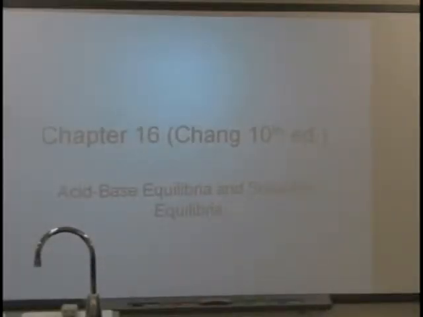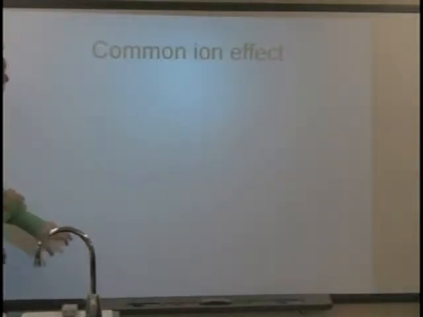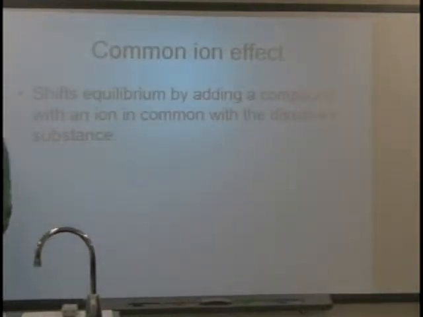This is chapter 16 for AP Chem review on acid-base equilibrium and solubility equilibrium. Begin with, the chapter talks about what the common ion effect is. It shifts equilibrium by adding a compound with an ion in common with the dissolved substance.